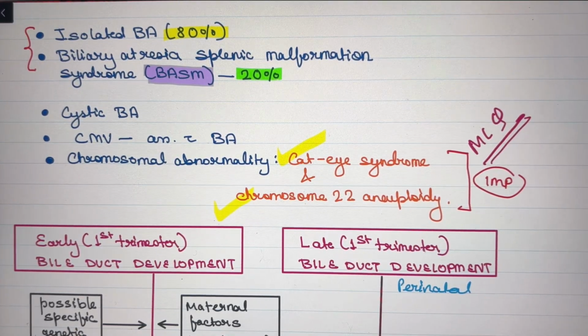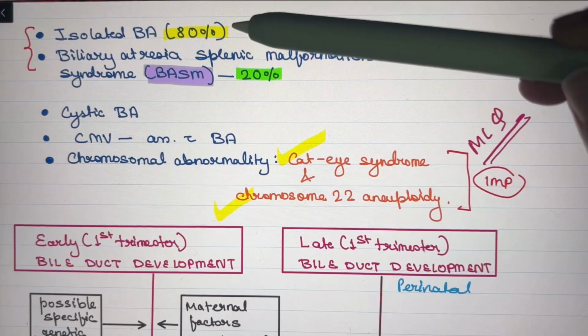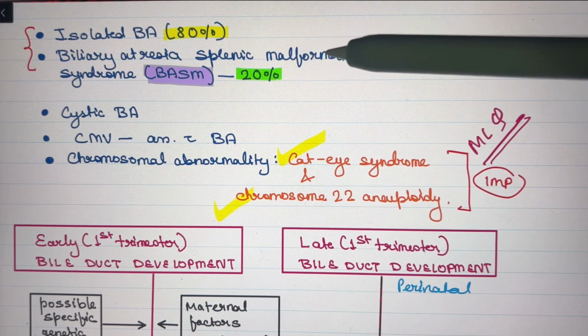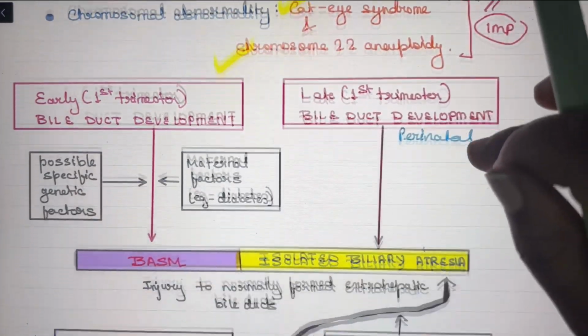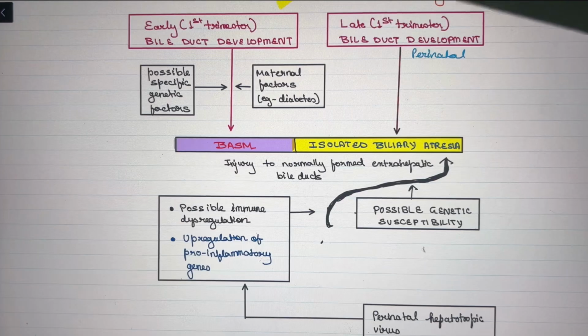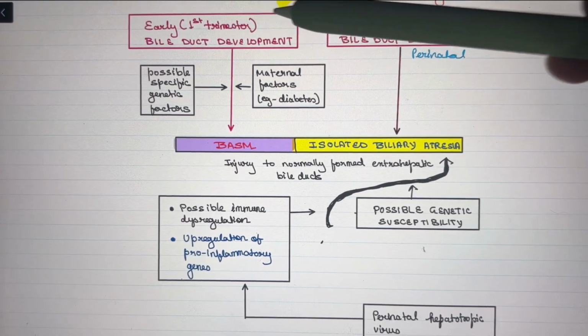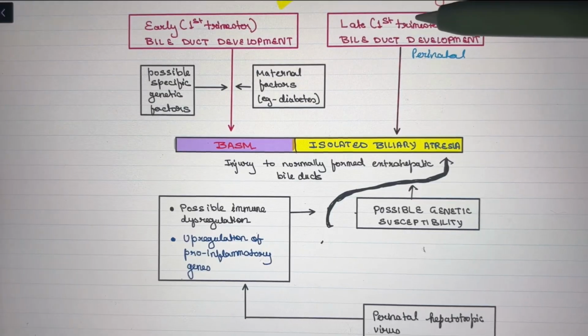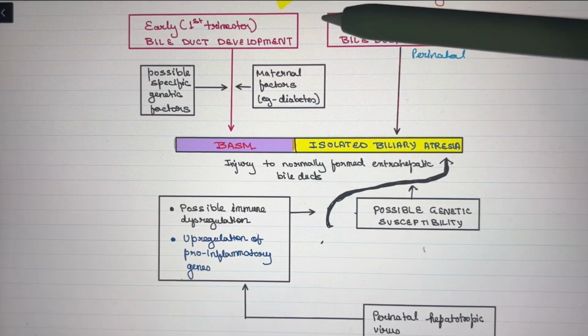Now remember, I have told you two main variants, that is isolated biliary atresia or biliary atresia splenic malformation syndrome. So here I have made a chart so that it will be easy for you to understand. First, we have the early first trimester and the late first trimester. In early first trimester and late first trimester, bile duct development occurs.